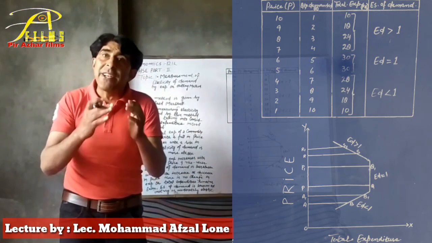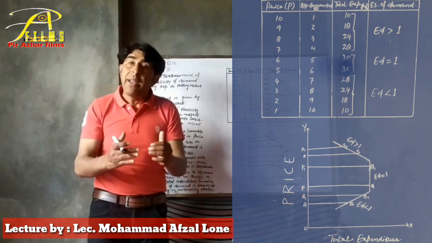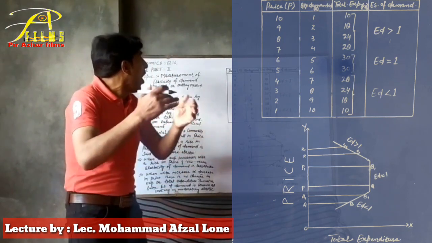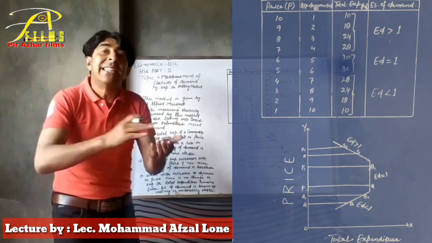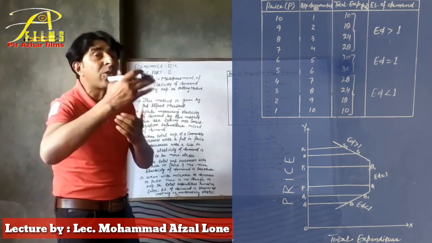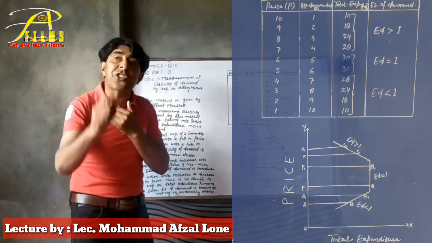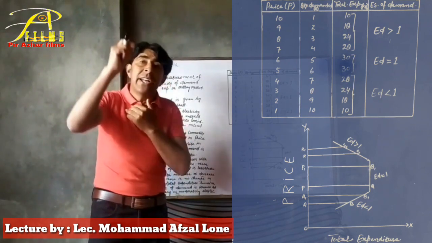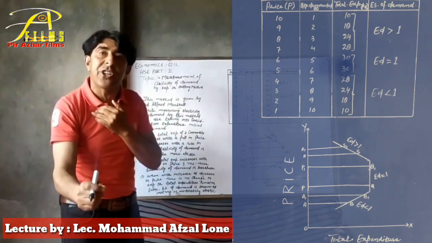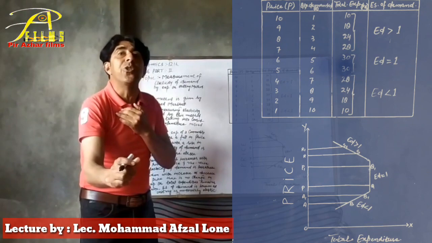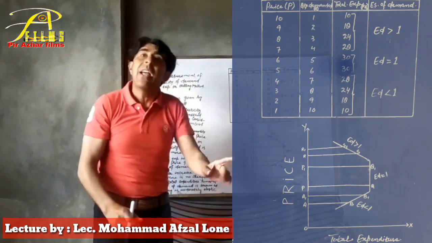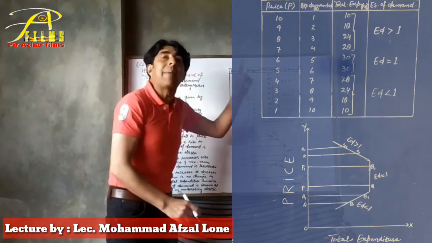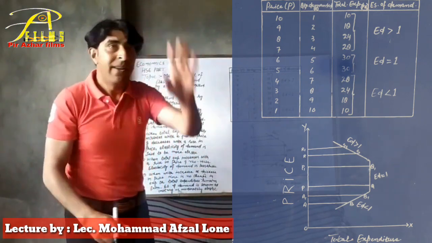When total expenditure incurred on a commodity falls with a fall in price and increases with a rise in price, there is a direct relationship between price and total expenditure. Elasticity of demand is termed as relatively inelastic, or less elastic, you can say. Symbolically, ED is less than 1, or you can say elasticity of demand is less than unity.